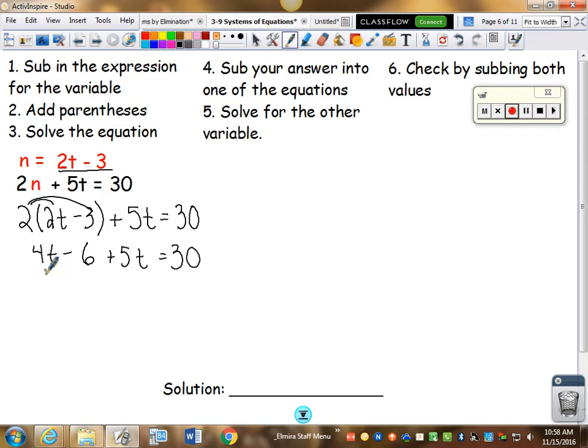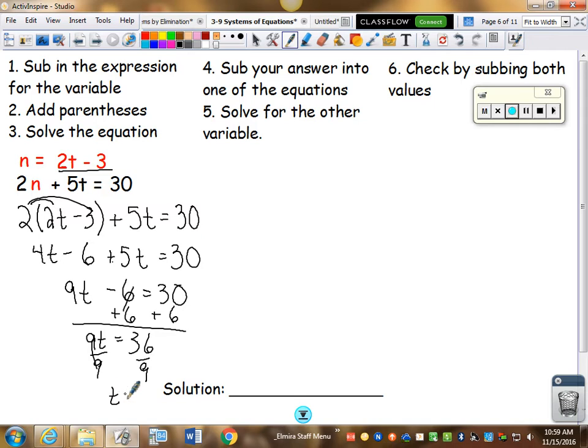Then we're going to combine like terms. So 4t plus 5t is 9t. Bring down your minus 6 equals 30. Then we've got a basic two-step. Divide by 9, and t equals 4. So that's part of our solution. t equals 4. Okay, that's kind of phase 1: set up and solve for a variable.